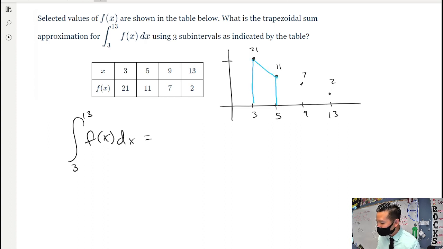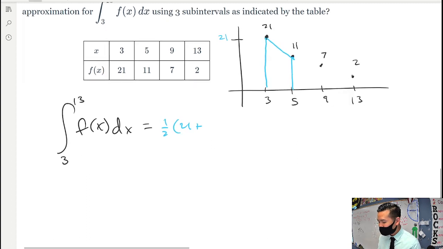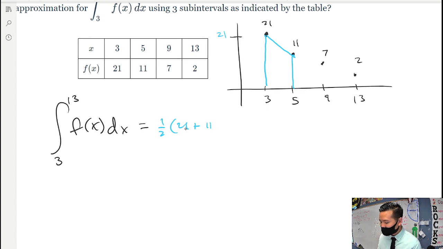The little lines on the y-axis. Boom, right there. Just say, that's 21. It's not drawn to scale. And then you do the same thing for 11. So that first one is going to be 1/2 times 21 plus 11. That 21 looks like a 4. Times, what's the gap from here to here? That's just a jump of 2. And you just do that for all of them.